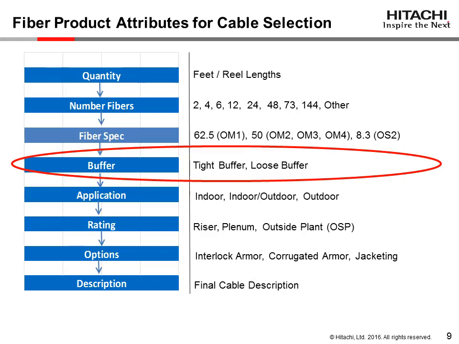Fiber bandwidth is the same for tight buffer and loose tube cables. Loose tube cables offer a slightly better, lower cable attenuation.